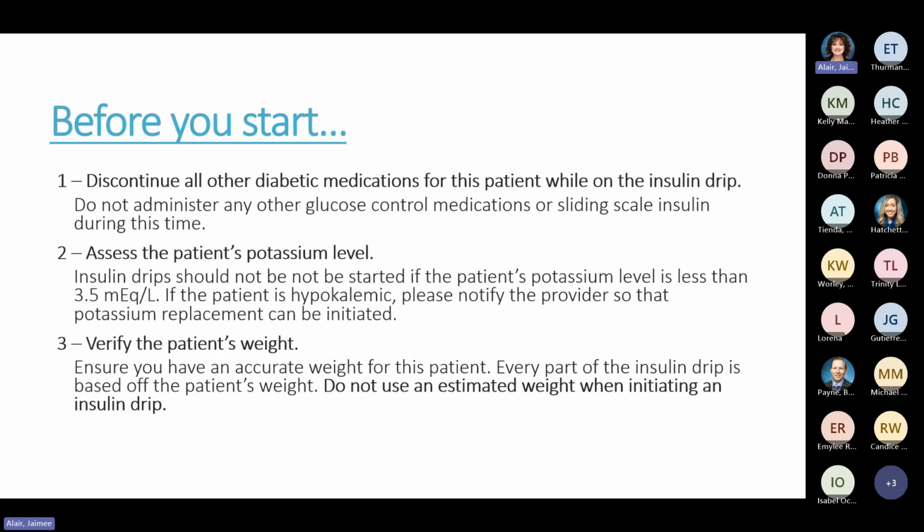You want to check the patient's potassium levels. We know that insulin decreases that potassium level, and so if the patient's potassium is less than 3.5, we want to hold until a potassium replacement can be initiated. And then verifying the patient's weight. Just like in a pediatric patient, an adult weight is still very important. We should make sure that we're actually physically weighing them versus using an estimated weight or a stated weight.